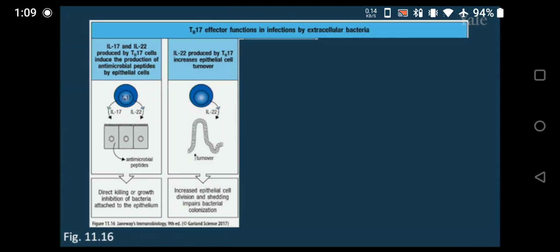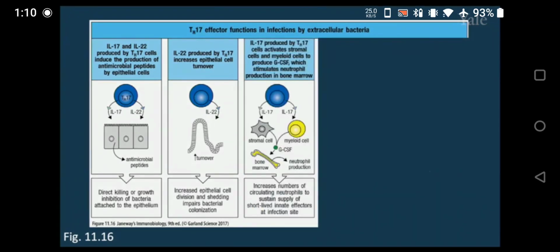The IL-22 produced by Th17 cells will also increase epithelial cell turnover. This prevents the extracellular bacteria from grabbing onto the epithelium and working its way into the body, instead resulting in its expulsion from the host, similar to the parasites and helminths we just talked about.